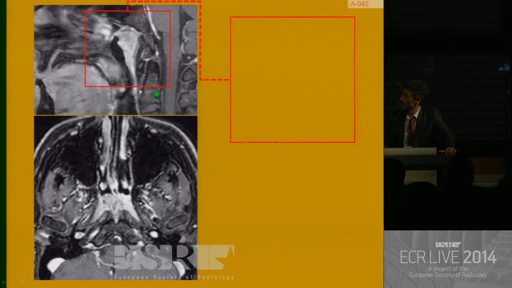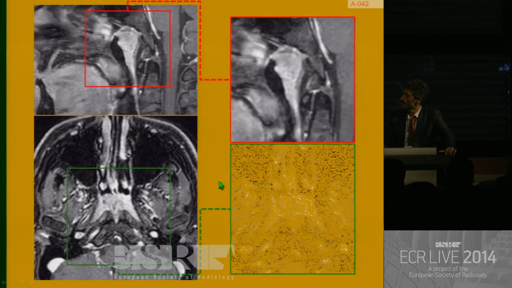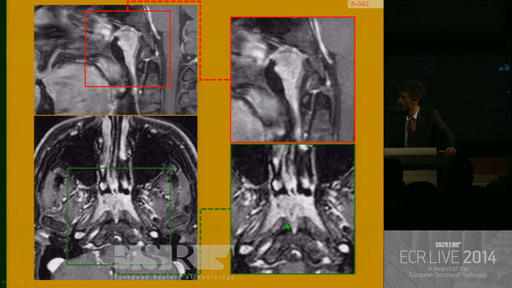You see very well in these magnified images that the same signal intensity seems to grow through the anterior cortex of the clivus, thus invading the clivus itself. Is this really tumor progression within the clivus? Is the cortical bone really breached?